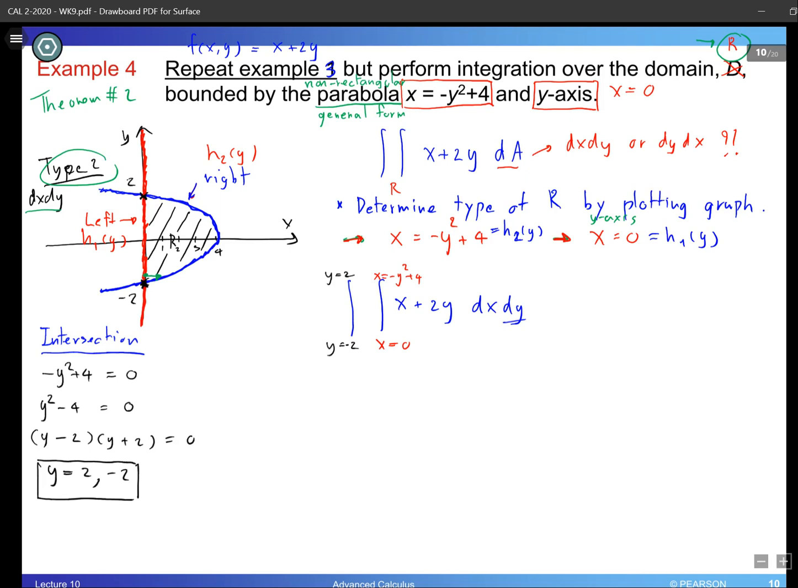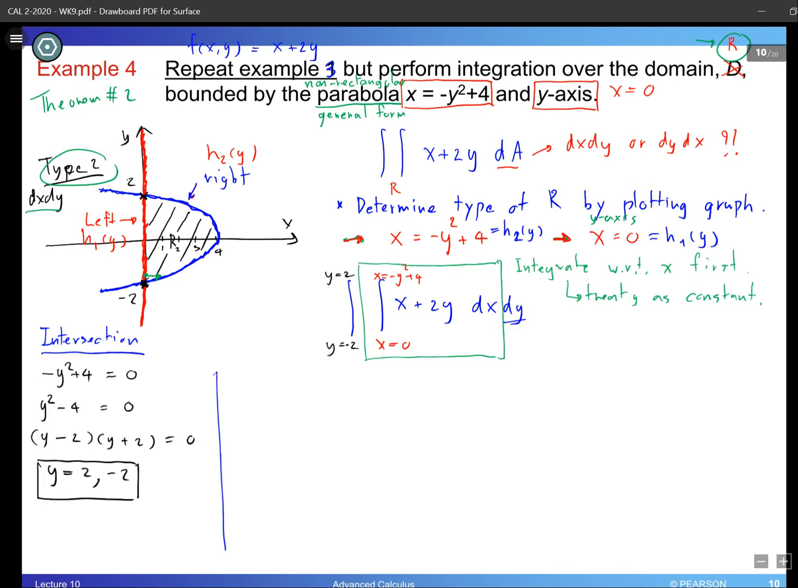So let's continue to solve this. Once again, we are going to start with the inside integration. We are going to integrate this with respect to x, and we are going to treat y as constant first. Let's do that over here. I need to save some space again. It's going to be equal to, all right?